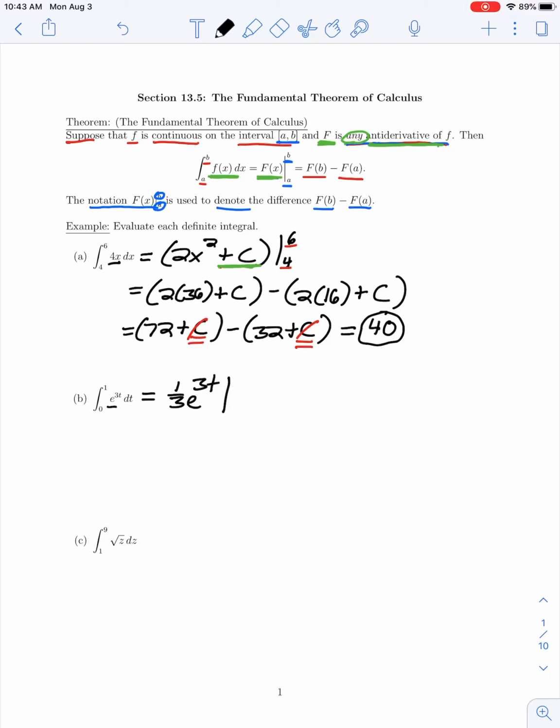So once we have our antiderivative, we're going to evaluate it at the endpoints 0 and 1. So recall we first substitute the upper limit 1 into our antiderivative. So we would have 1/3 e cubed, and then we subtract what we get when we substitute 0 in for t. So we would have 1/3 times e to the 0, which is just 1. So we're subtracting 1/3, or if we want, we could simplify our answer a little bit by factoring out a 1/3, and we would be left with e cubed minus 1.